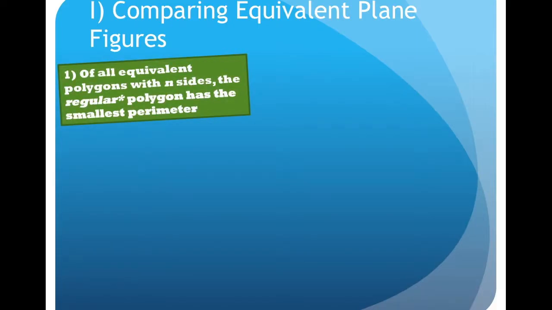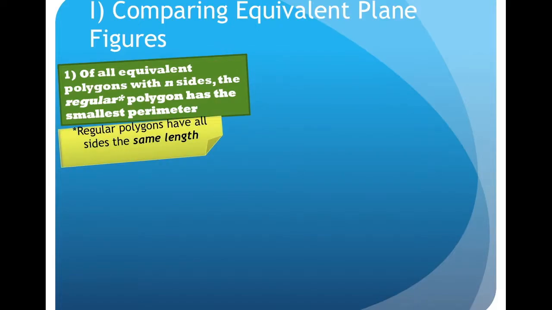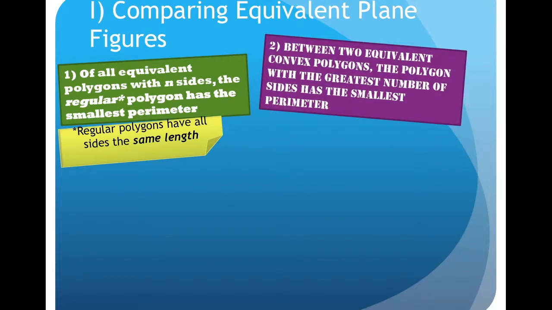First, of all equivalent polygons with n sides, the regular polygon has the smallest perimeter. Remembering that equivalent polygons have the same area. And also the star is to tell you that regular polygons have all sides the same length. So of all equivalent polygons, no matter what kind of sides, the regular polygon, the one that has the same side lengths, has the smallest perimeter all the time.